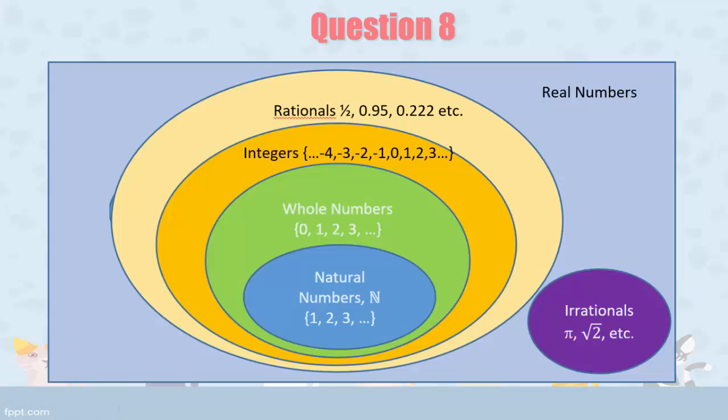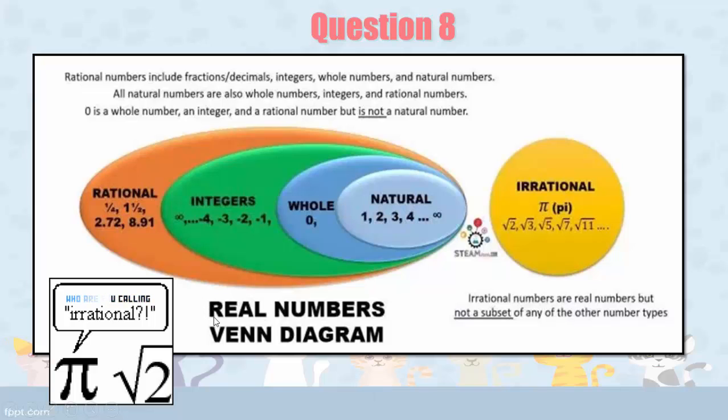If we were to look at the real number system, we see, as I just mentioned, the irrational numbers are not within the main diagram here. They're outside of the main diagram because they do not overlap the rationals, integers, whole numbers, or natural numbers. Recall that these make up the real number system. So we see that the irrational numbers are real numbers, but they are not a subset of any of the other number types.